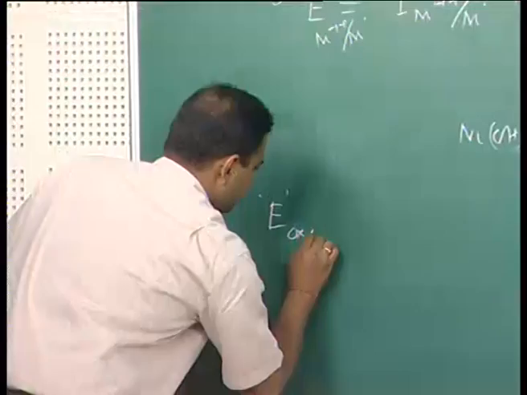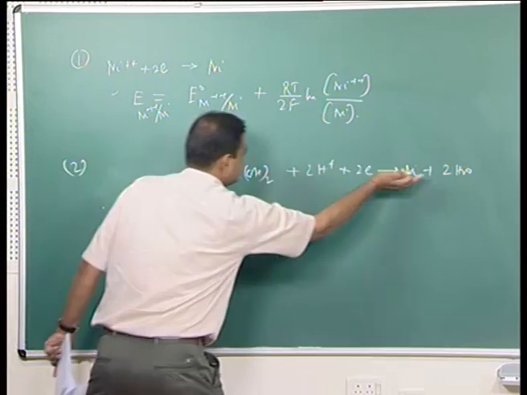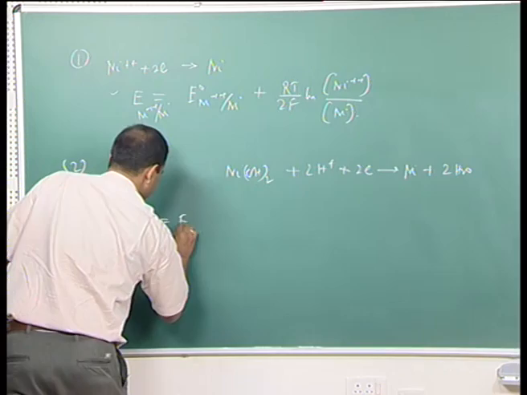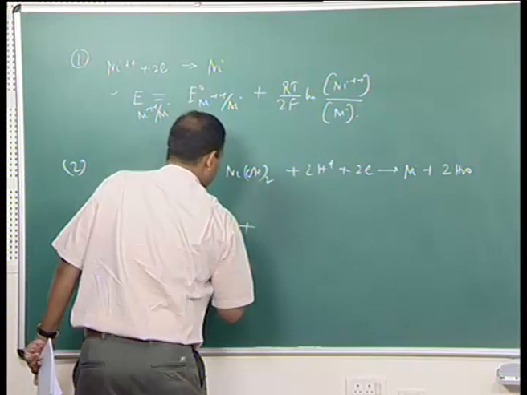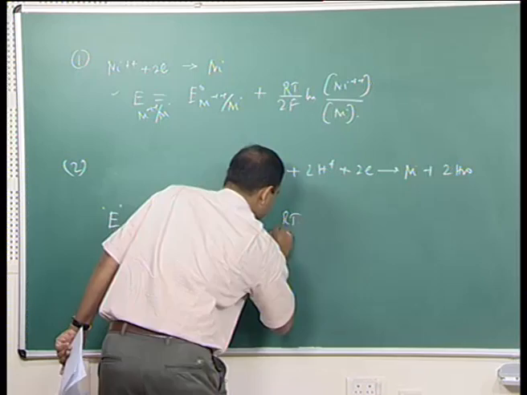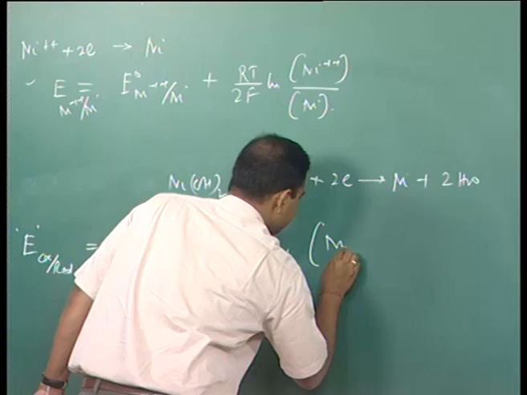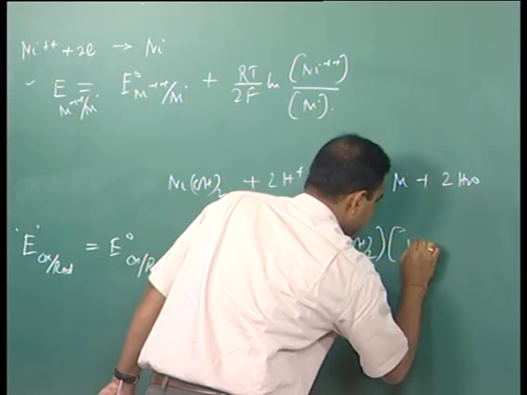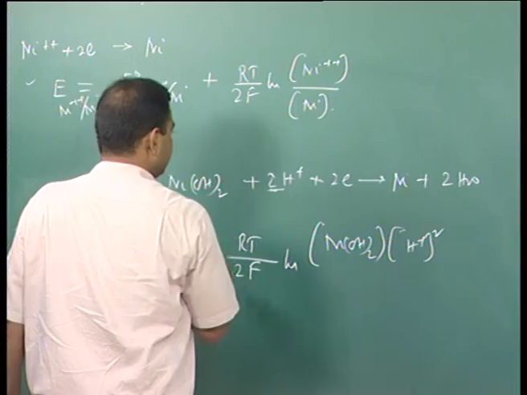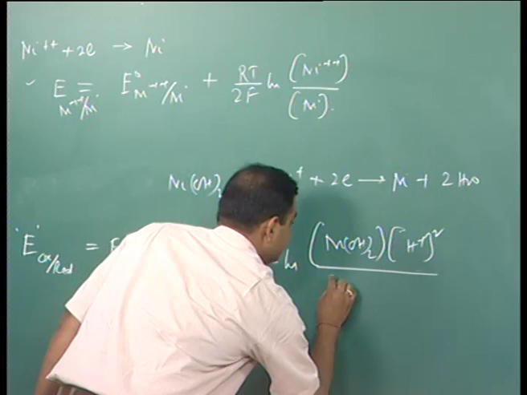Here I am putting E ox red, because this is my oxidant and this is my reductant. So, this should be equal to E0 red plus RT by nF, where 2 electrons are involved, so n is 2, 2F, ln of the concentration of oxidant Ni(OH)2, and concentration of H plus square, because 2 hydrogen ions are involved in this reaction, and then it would be concentration of Ni and concentration of H2O whole square.